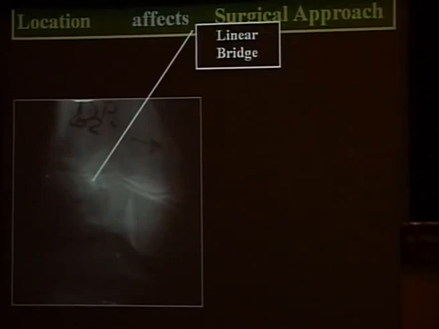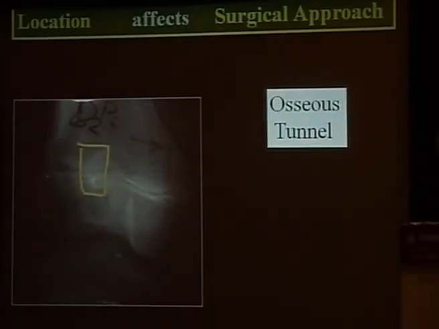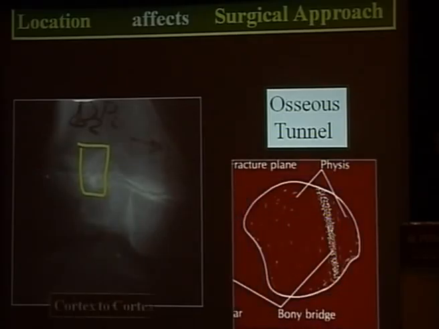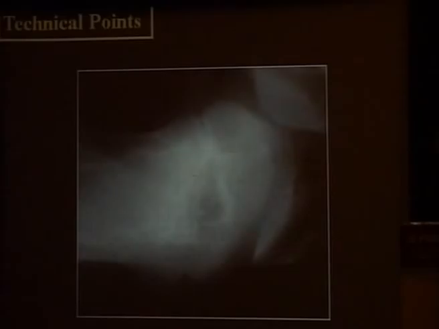If you have a linear bridge, they're a little bit harder. You may have to make an osseous tunnel from anterior to posterior, or a very large metaphyseal window, so that you can follow that bridge all the way from anterior to posterior. You should be able to follow it cortex to cortex.